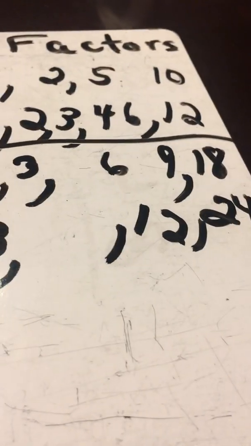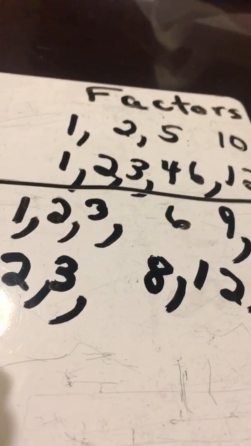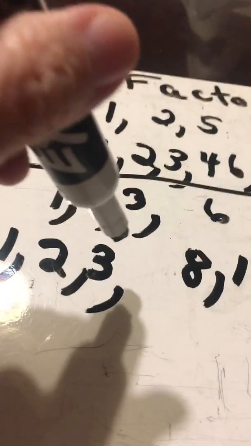Will 3 times something give you 24? Yes, it will. How many 3's would it take to make 24? Well, you could count them up. 3, 6, 9, you know how many it takes? Well, it takes 8. Now, I told you there's a bunch for 24, so there's one more pair. We tried 1, we tried 2, we tried 3. Now we're going to try 4.